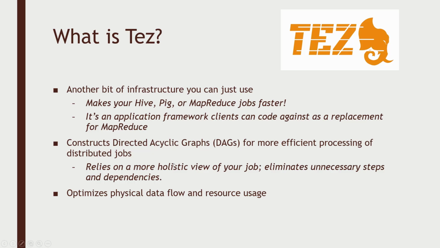The secret to its success is it constructs directed acyclic graphs. So that's the same secret behind Spark's success, or part of the secret anyway. Spark's also doing a lot of stuff in memory, which is a lot of its advantage too. But by constructing these DAGs, it can complete your jobs more efficiently.